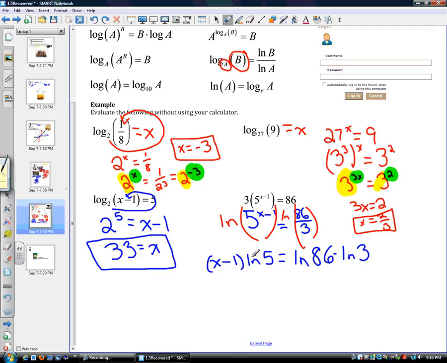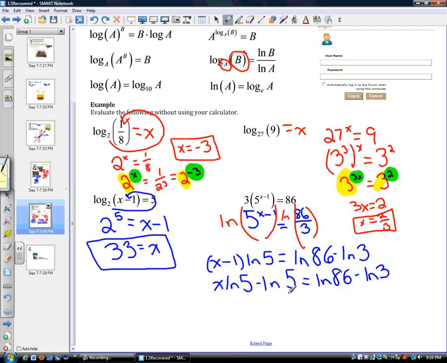Okay, now I need to solve for x, so I'm going to distribute my ln of 5, so I get x ln of 5 minus ln of 5. I love logarithms. I think they're so much fun. I know, I'm no teacher though. Equals ln of 86 minus ln of 3.